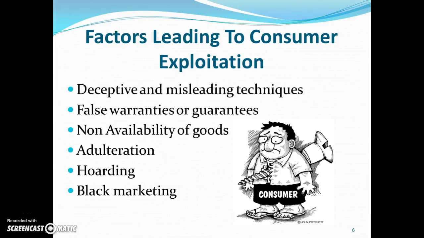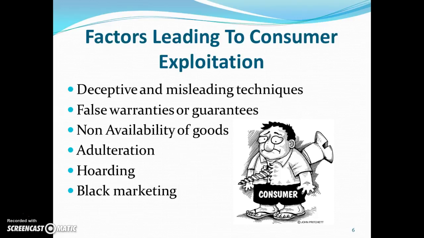False warranties or guarantees. Even knowing that there is some mistake and the manufacturer is not providing that warranty or guarantee, they will say that no, the warranty is this much, the company has given 2 years warranty or guarantee. In fact, the manufacturer has not given any warranty or guarantee. In such a way, they just want to get rid of the product. They want to earn profit out of you.